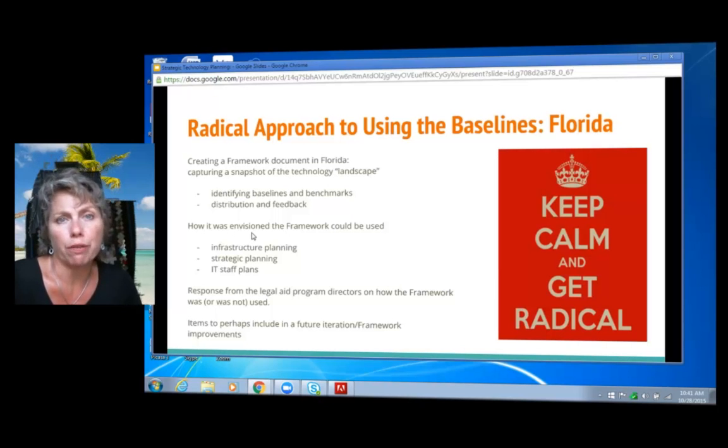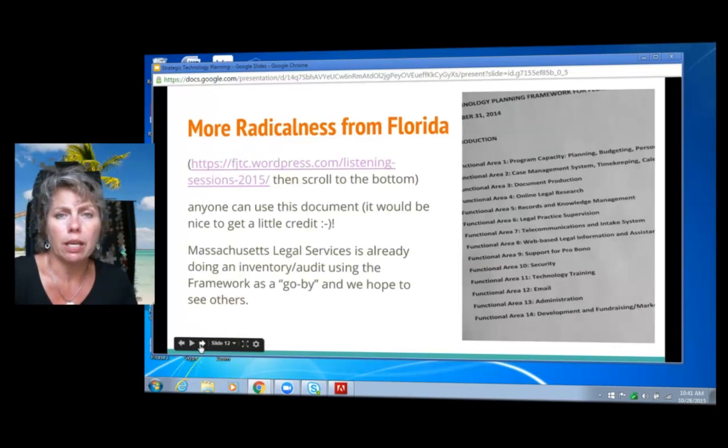One of the pieces of feedback I got in terms of things we could do better in the future would be to identify leaders in the state of Florida in terms of technology and then provide that information, so that programs that perhaps saw that as a weakness or needed some assistance would be able to reach out for some help.